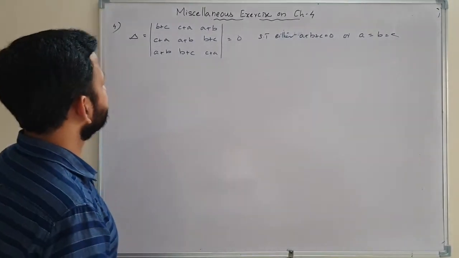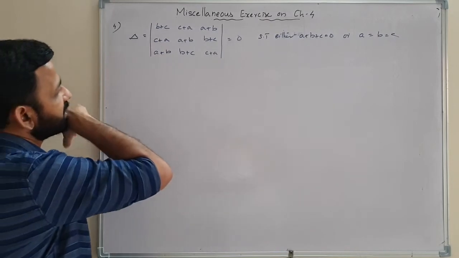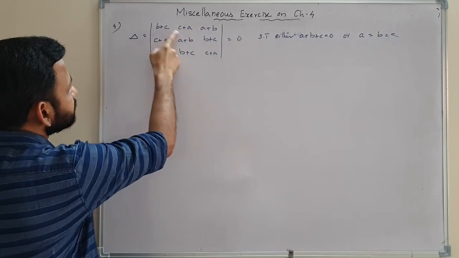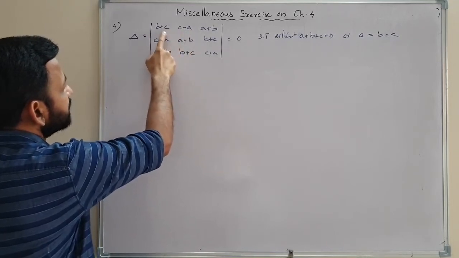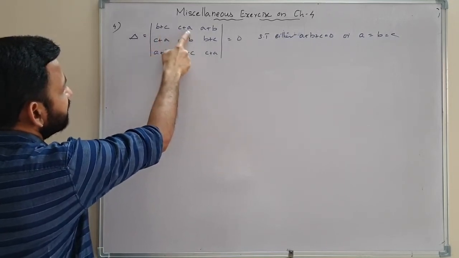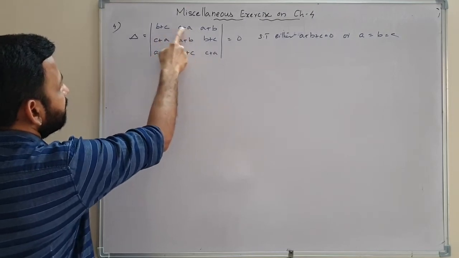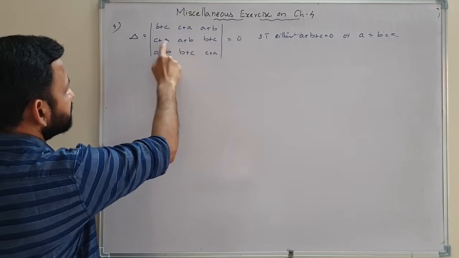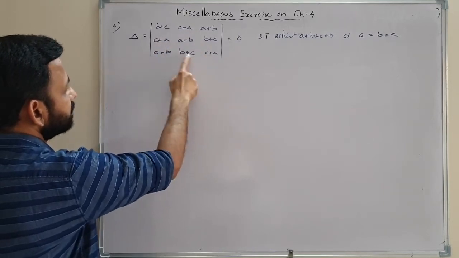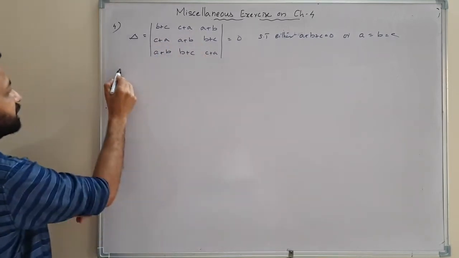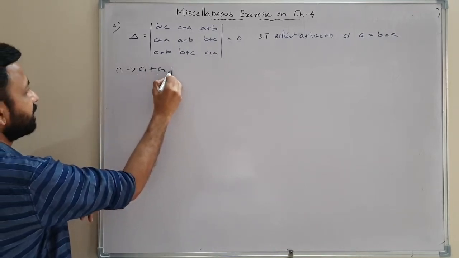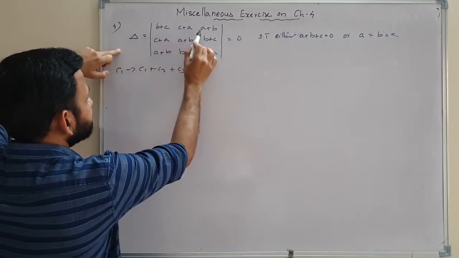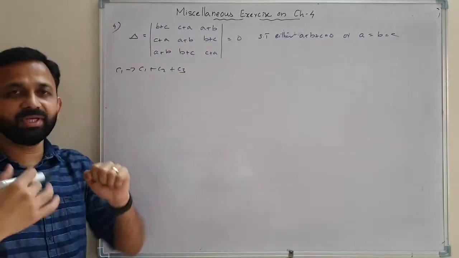So now we are going to expand this by using properties. When we use C1 tends to C1 plus C2 plus C3, we will get a common term: 2a plus 2b plus 2c in each entry of the first column. That is the operation, C1 tends to C1 plus C2 plus C3. Then b plus c plus c plus a plus a plus b is 2a plus 2b plus 2c.